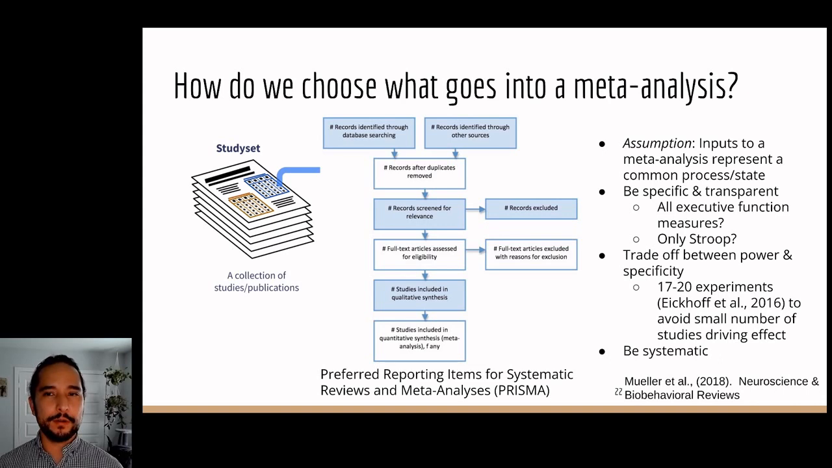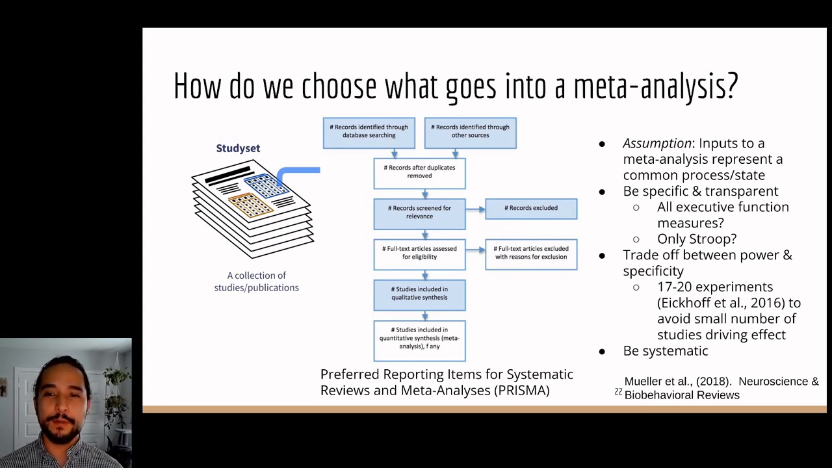So a very important part of a meta-analysis is forming a study set, or a collection of studies or publications that you want to meta-analyze. And this process is critical because the assumption that goes into a meta-analysis is that all of the inputs represent a common process or a common mental state. You're basically saying all of these studies have something in common.